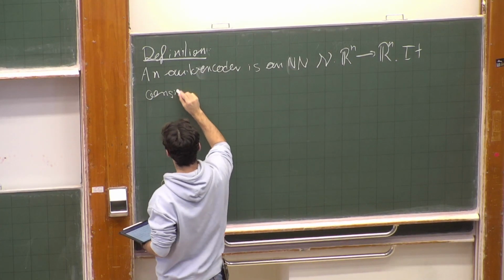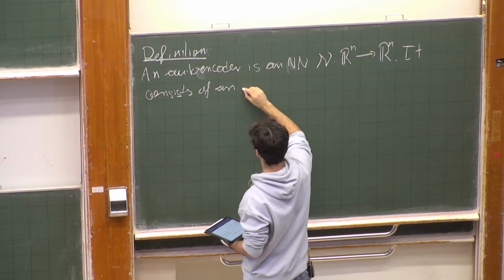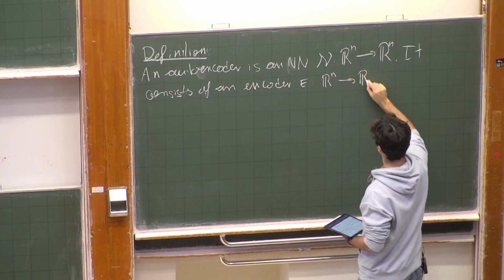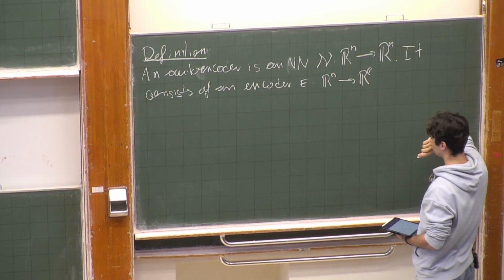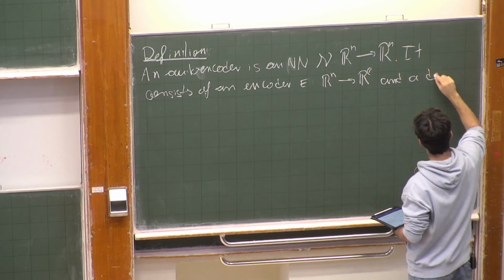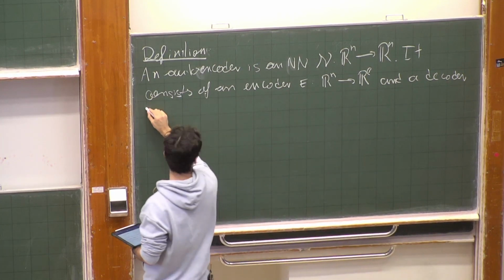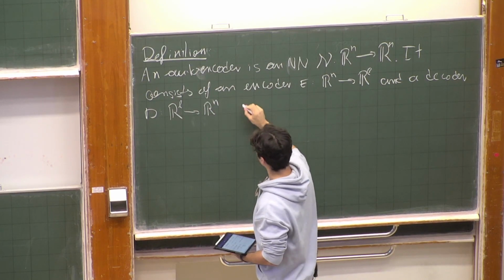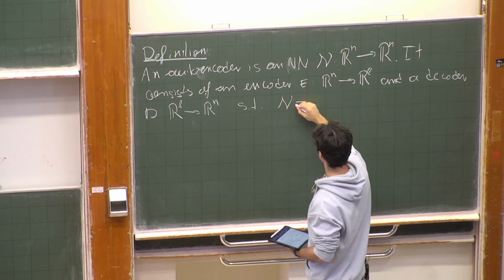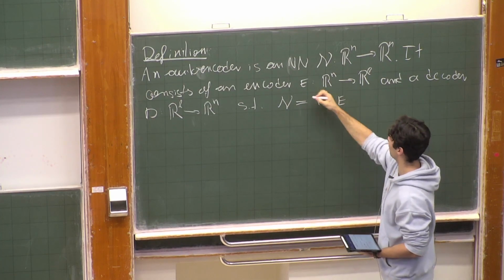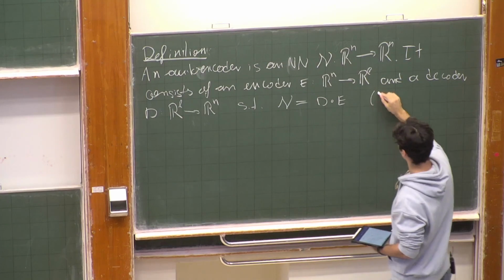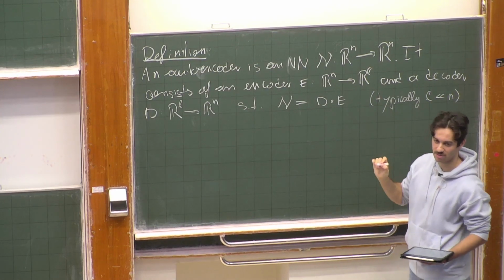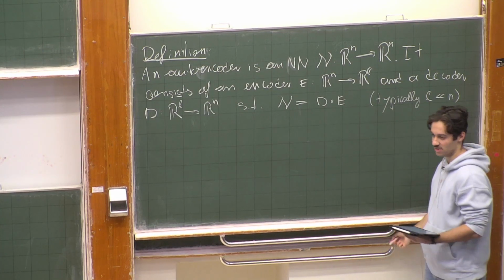It consists of two parts: an encoder E, which goes from Rn into some RL, so now the dimensionality of the space changes, and a decoder D, which maps back from RL into Rn, such that the neural network is exactly D after E. So first you map into RL, and then you map into Rn, and typically, we will see later why, L is way smaller than n, and you can already see how this could potentially allow us to lower the dimensionality of the data set.